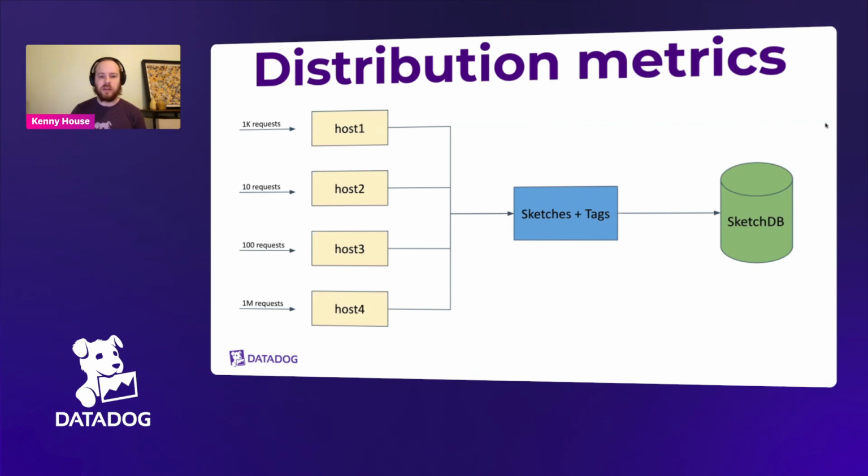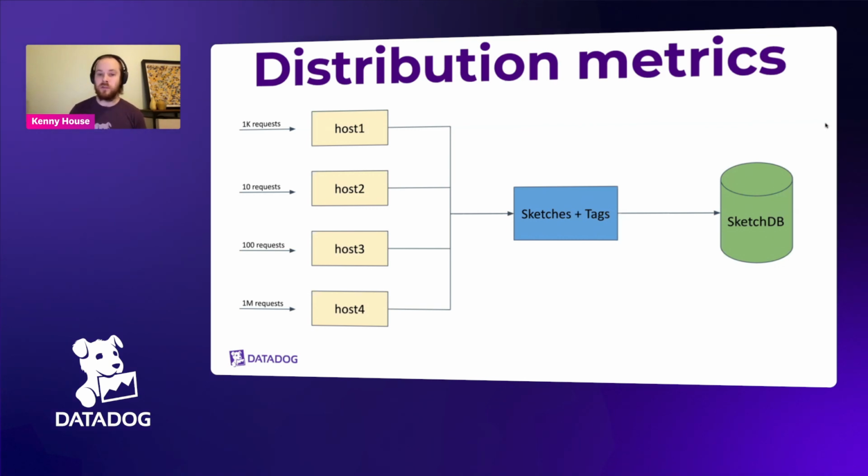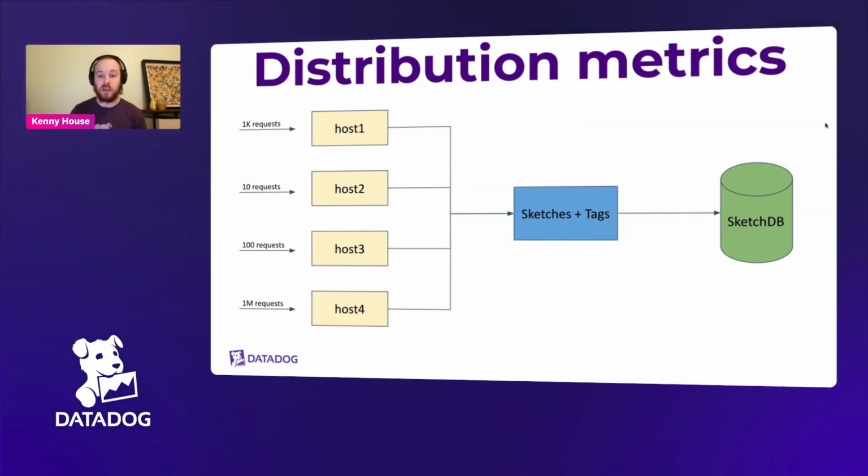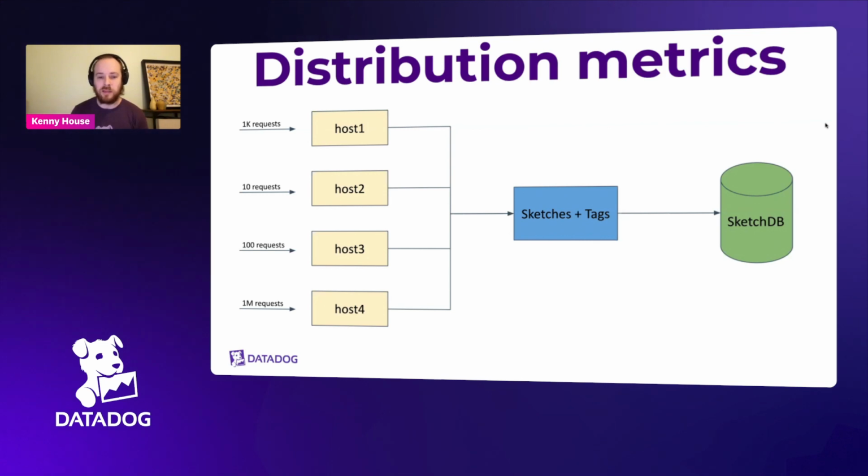So looking at a bird's eye view of how the sketches arrive to SketchDB, you might have many hosts running in your infrastructure. Those are, say, receiving requests that are instrumented with distribution metrics. The Datadog agent will then package up all those data points into a sketch along with some tags. It's going to send those to Datadog's backend, which eventually may get to SketchDB.